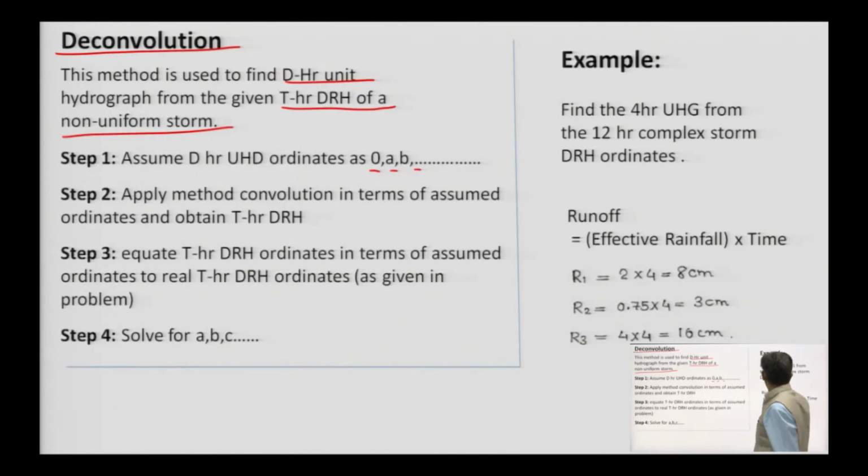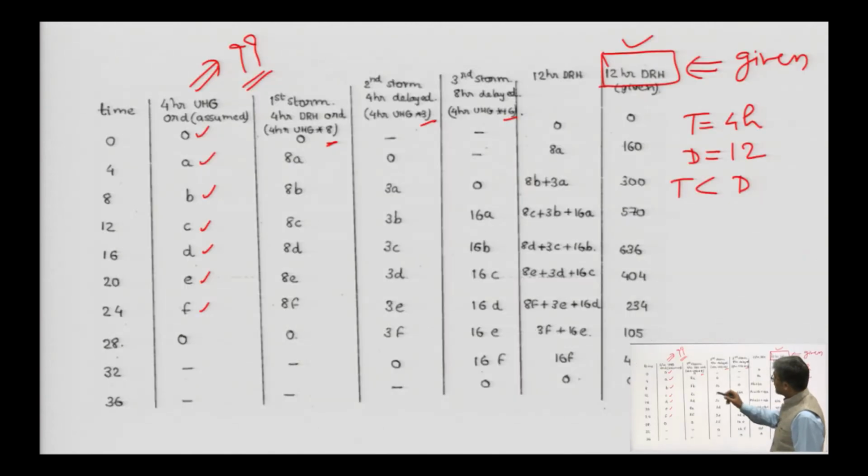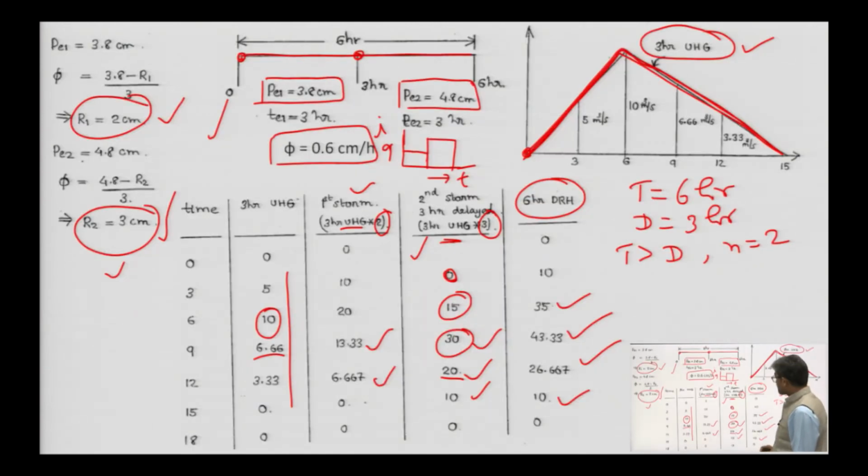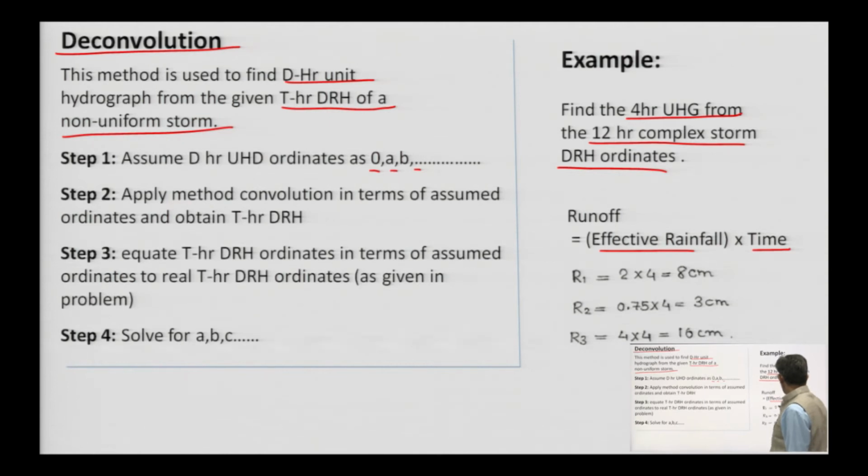This is actually an example: find the 4 hour UHG from the 12 hour complex system DRH ordinates. Runoff we know is effective rainfall into time, and the effective rainfall is given. What is the time duration here? 4 hour. So the effective rainfall for the first storm is 2, for the second storm it is 0.75, and for the third duration it is this.